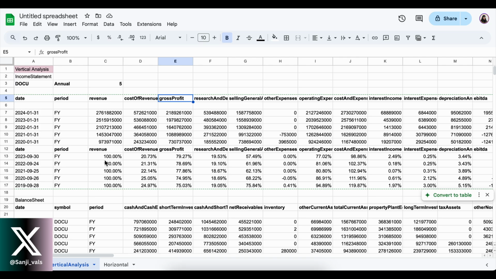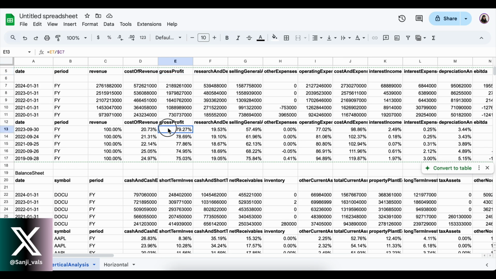So here it is 100%. First thing I notice on the vertical analysis is that DocuSign has very good gross margin. You should compare it with the closest peers.